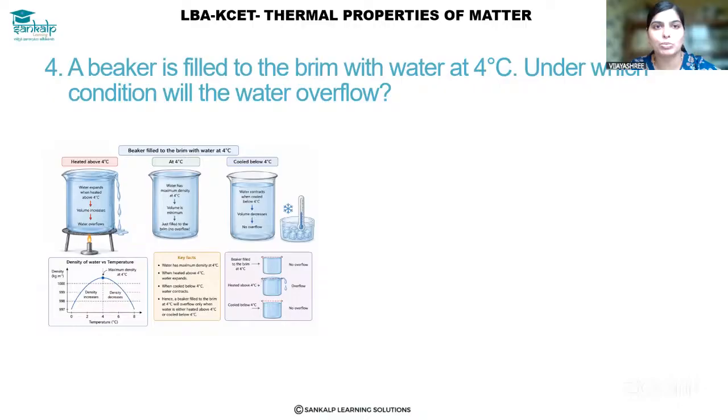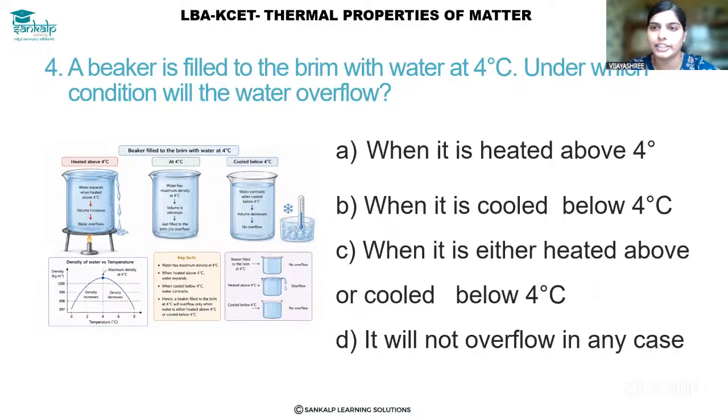A beaker is filled to the brim with water at 4 degrees Celsius. Under which condition will the water overflow? Options. Option A, when it is heated above 4 degrees Celsius. Option B, when it is cooled below 4 degrees Celsius. Option C, when it is either heated above or cooled below 4 degrees Celsius. And option D, it will not overflow in any case.